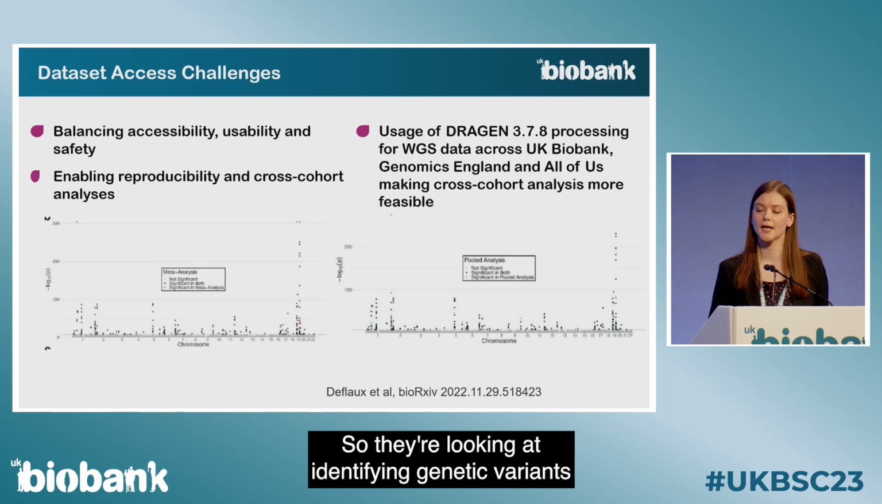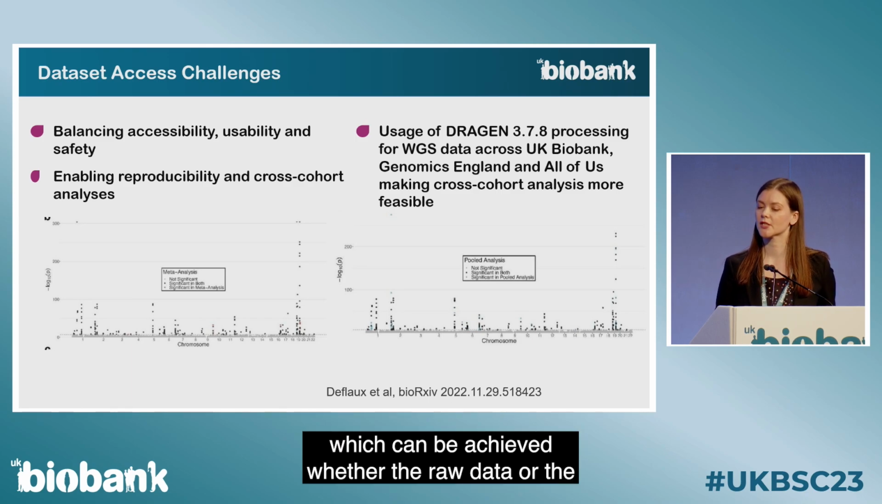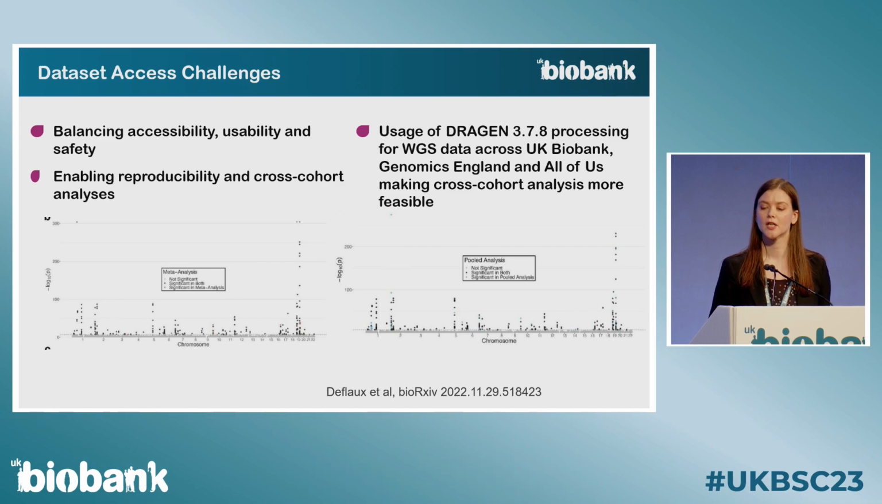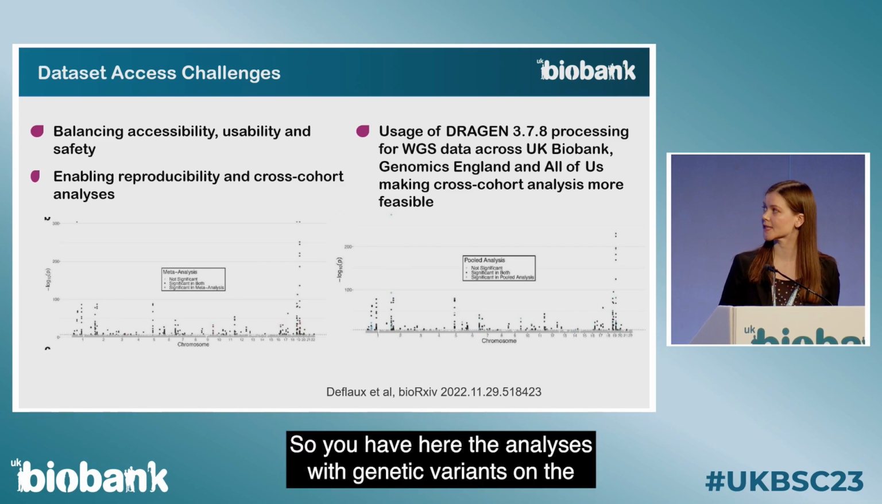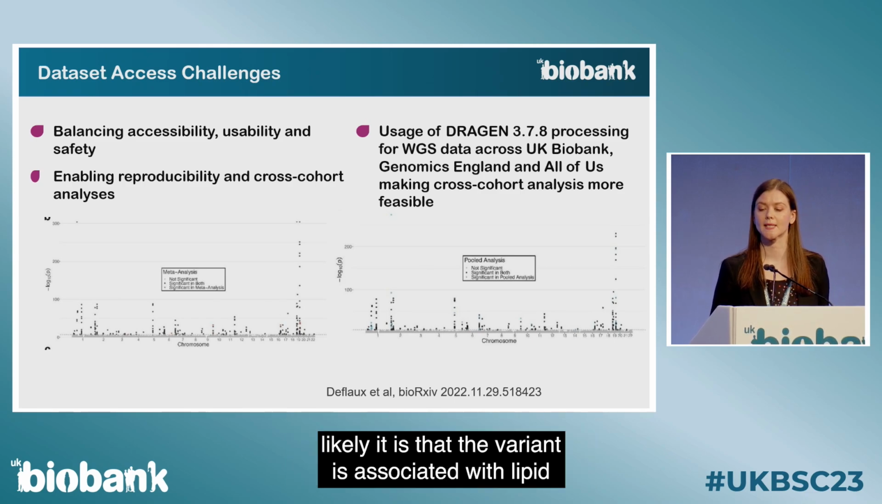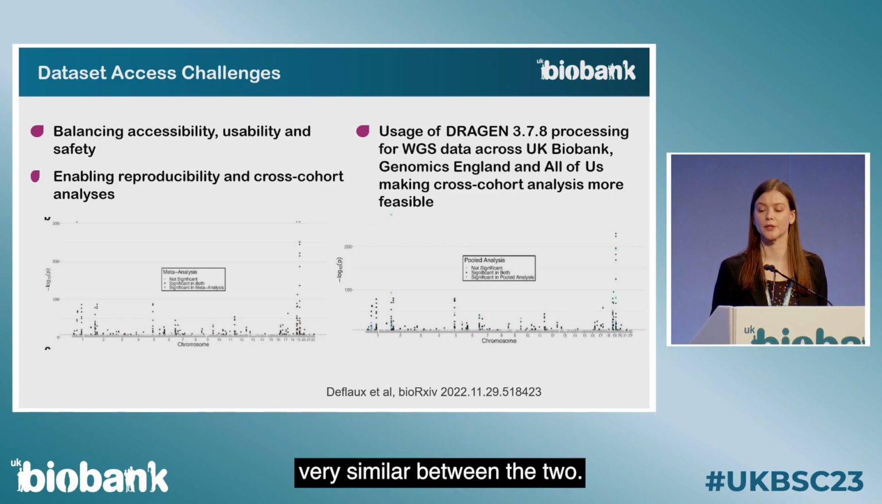So they're looking at identifying genetic variants which affect lipid metabolism, and found very similar results, which can be achieved whether the raw data or the summary level data is used. So you have here the analyses with genetic variants on the x-axis, p-values on the y-axis, which is showing you how likely it is that the variant is associated with lipid metabolism. And you can see that the results are really very similar between the two.